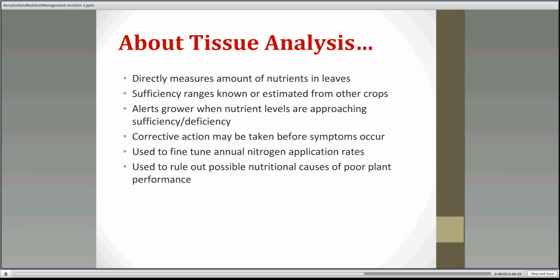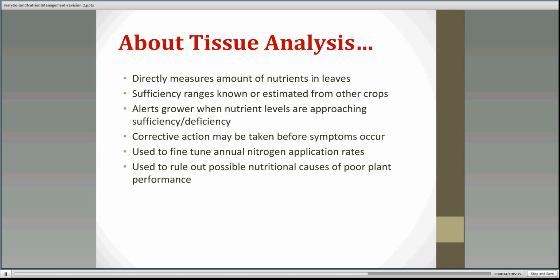Thanks, Laura. We want to take a look now at the above ground aspect of small fruit production, and we're going to look at tissue analysis or leaf analysis. This kind of testing directly measures the amount of nutrients in the leaves. And in some instances, as incredible as it may seem, there may be sufficient nutrients in soil, and yet leaves can show a deficiency. And we'll talk about the reasons why that may happen.